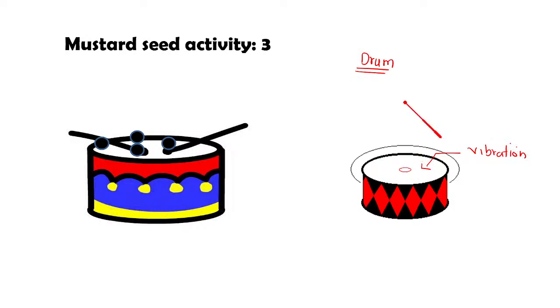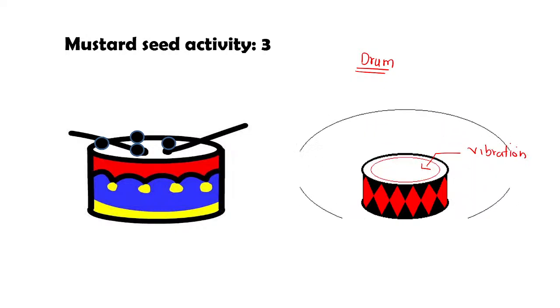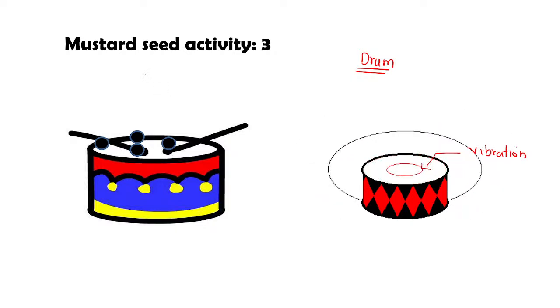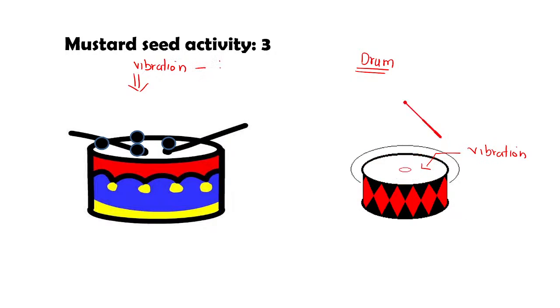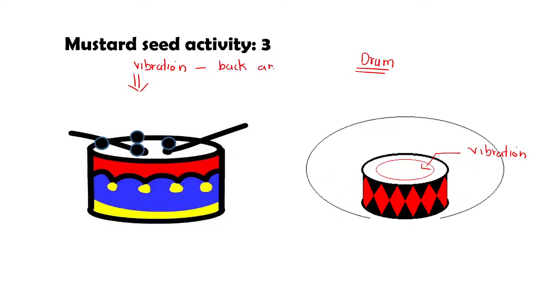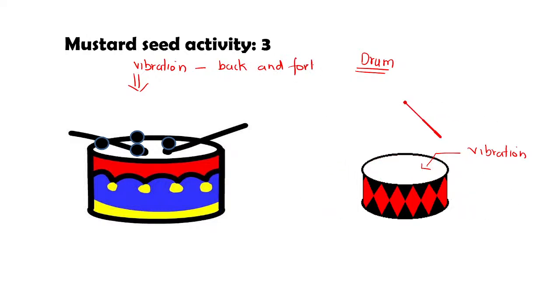So how can you prove that vibration is being set up in that stretched membrane of the drum? When you put mustard seeds over that stretched membrane of the drum, you will notice that the mustard seeds will start popping out. They will start dancing. This activity gives a clear indication that sound is produced due to vibration. Sound is caused due to vibration. And what is vibration? Vibration is nothing but back and forth movement of an object.